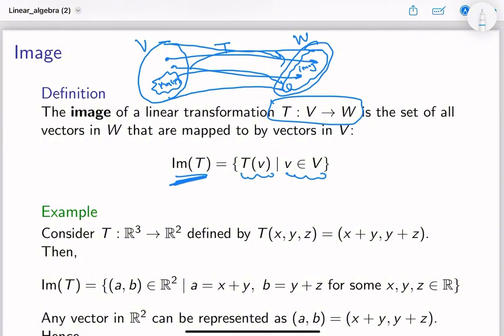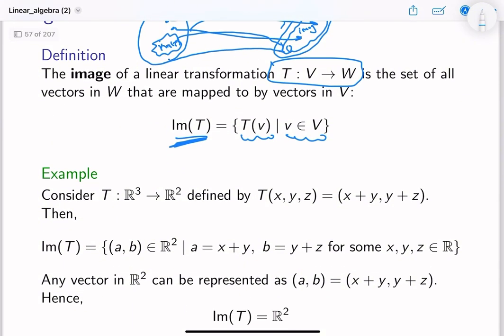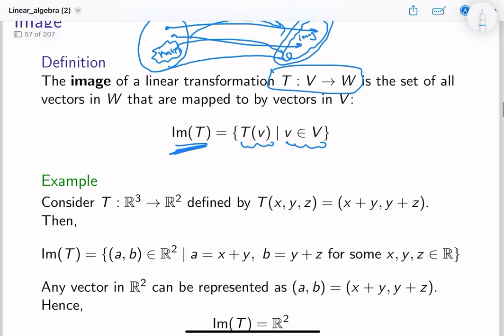So here's an example for you just to refine this. If we take the same example that we took before when we studied what the kernel is, we want to find what the image is for this, right? So you see the codomain is R2, and thus, if you look at this, you see that the image is a subset of W, excuse me.